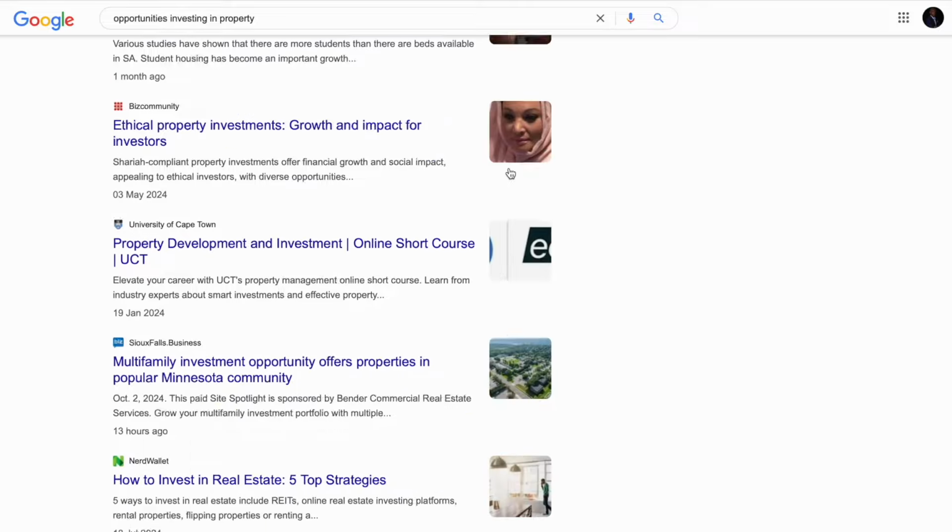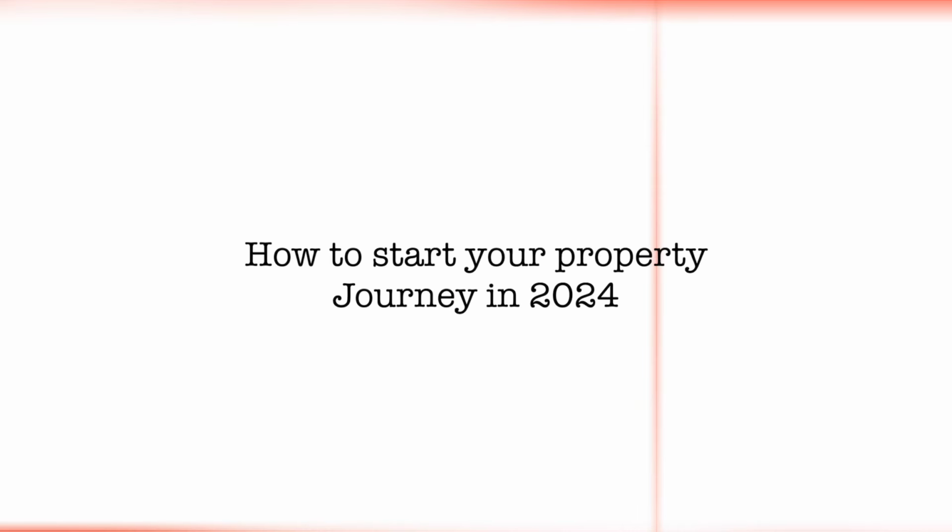There's so much opportunity when it comes to investing in property. Today, we will be discussing how to start your property journey in 2024. I mean, everybody wants to invest in property. However, we do not know where to start.